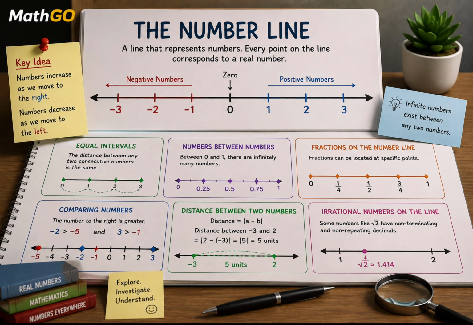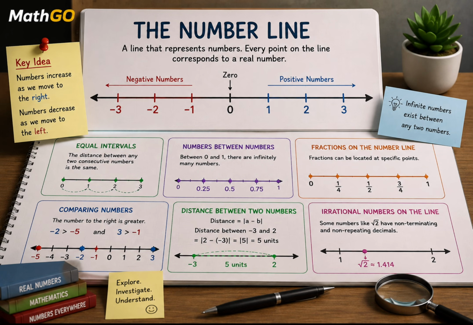But notice something very important. The spaces between consecutive numbers are equal. The distance from 0 to 1 is the same as the distance from 1 to 2 and the same as 2 to 3. This is called an equal interval. So the number line gives us more than numbers. It gives us position and distance. And here is our first mathematical observation. As we move right, numbers increase. As we move left, numbers decrease.